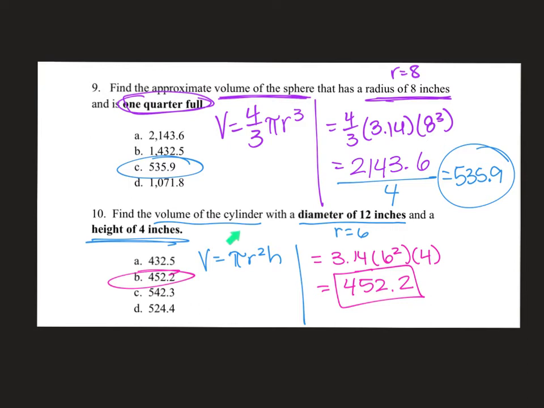On number 10, we have our cylinder. This is our formula for a cylinder. Obviously, we need a radius, not a diameter. So the first thing we did was half that. And then we plugged in our amounts. We used 3.14 for pi. We used our radius as 6 squared, and times our height of 4. And we got a final answer of 452.2 rounded to the nearest tenth.